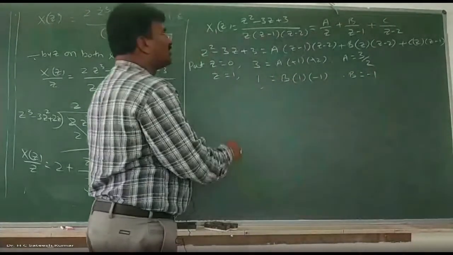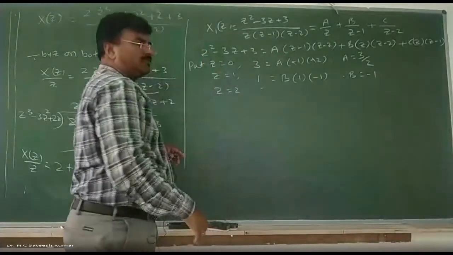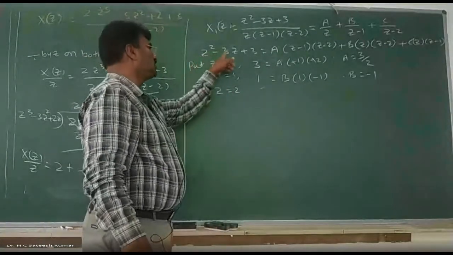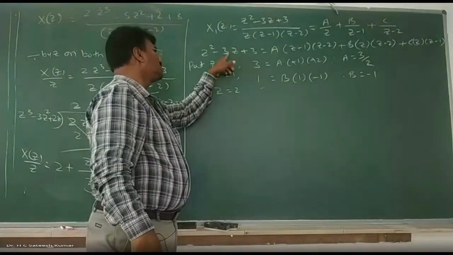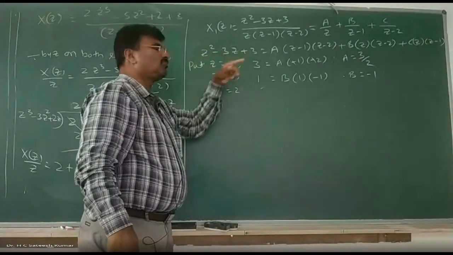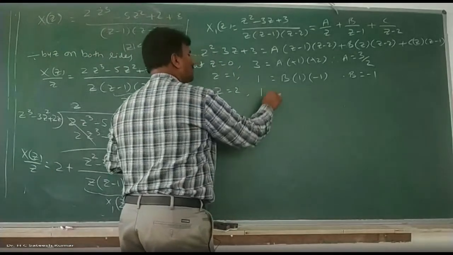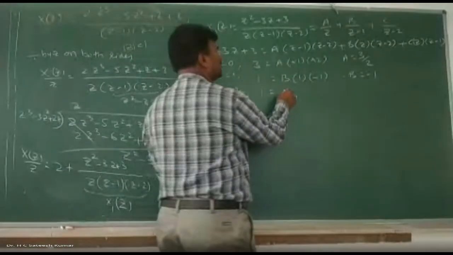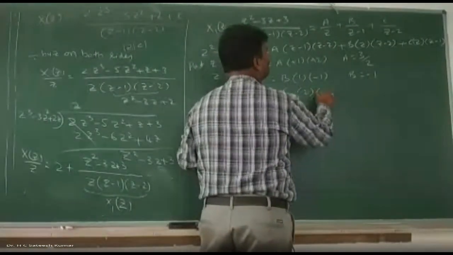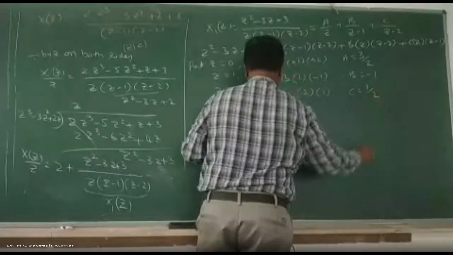Put z is equal to 2. 2 square is 4, 2 into 3 is 6, minus 6, minus 6 plus 4 is minus 2, minus 2 plus 3 is 1. So therefore, 1 is equal to, the last one you write, C into 2 into (2 minus 1), which is 1. Therefore, C is equal to 1 by 2.